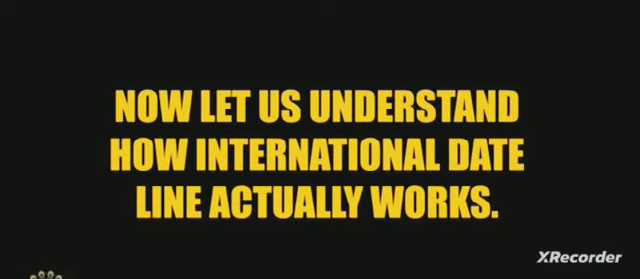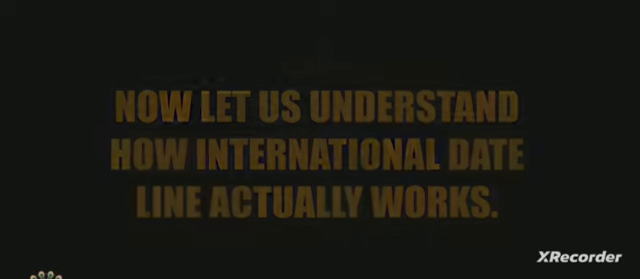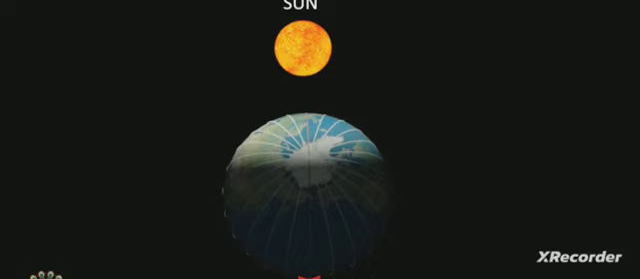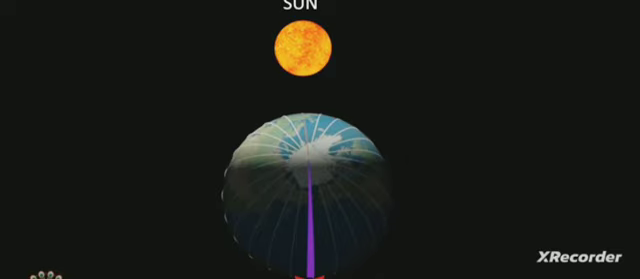Now, let us understand how the International Date Line actually works. When it is midnight at the International Date Line, the entire world is on the same day. But after a few minutes, a tiny slice of the earth immediately to the left of the international dateline is on a new day. So, there are actually two datelines. One is at the international dateline and the other wherever it is midnight.